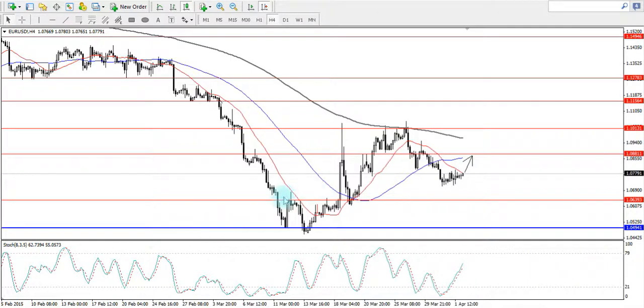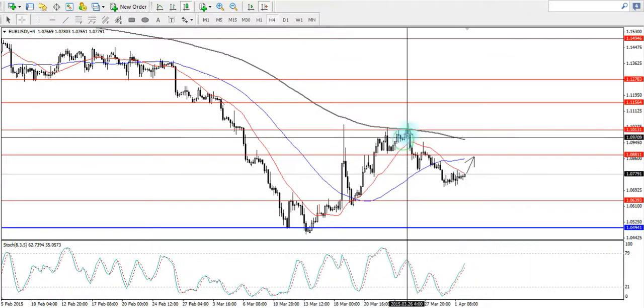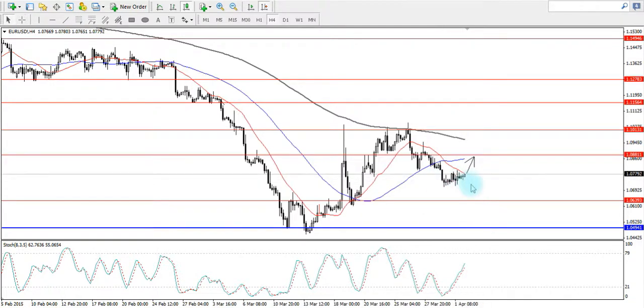So we're gonna start off with the euro against the US dollar. So look at the forward chart itself. Price has been resisted by the 200 moving average at the price of 1.1013. Price began to fall, and right now we are seeing that price is kind of moving sideways.